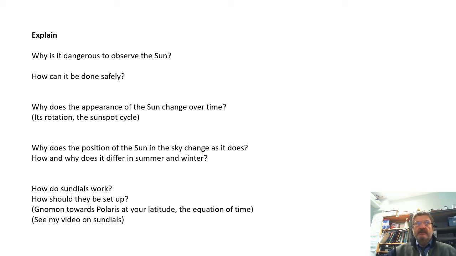The sun is rotating, and also the sunspot cycle, which you should have talked about in assignment A. Why does the position of the sun in the sky change as it does throughout the day? This is talking about when you're tracking the sun. How does the path of the sun change in the summer and the winter, and why? How and why does it change?